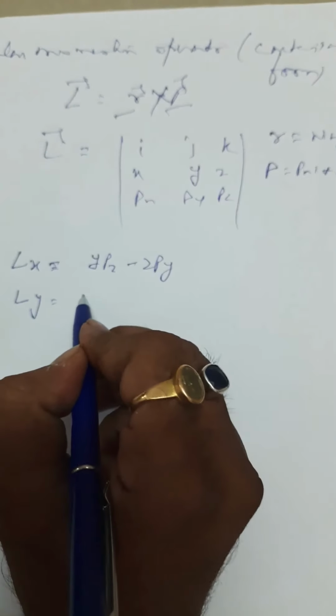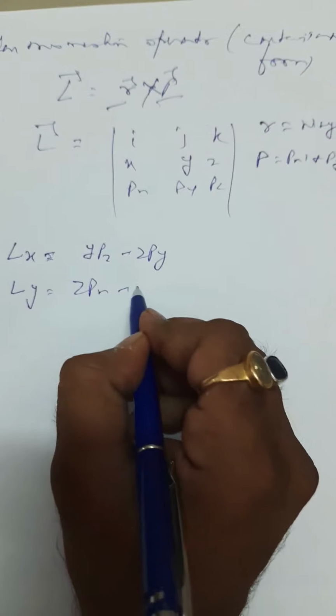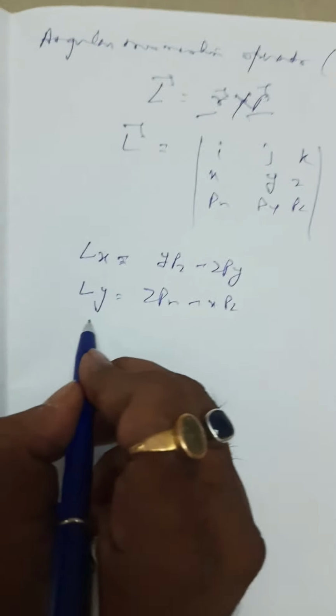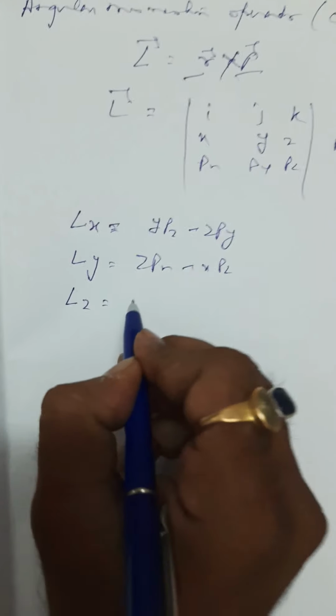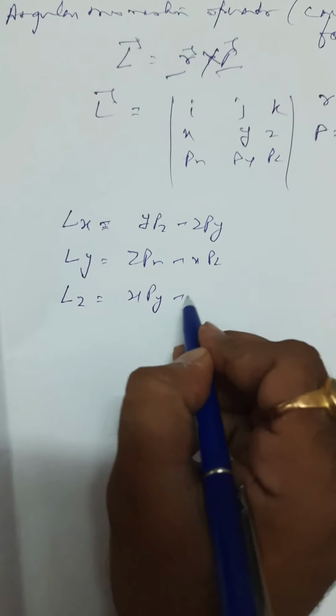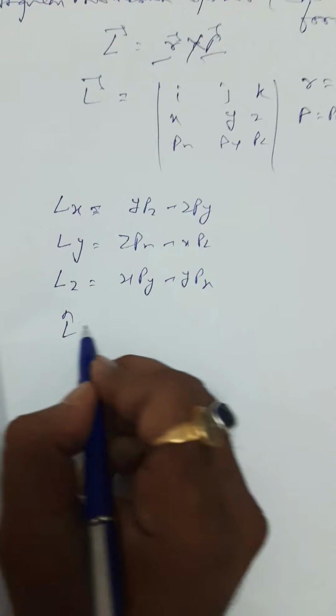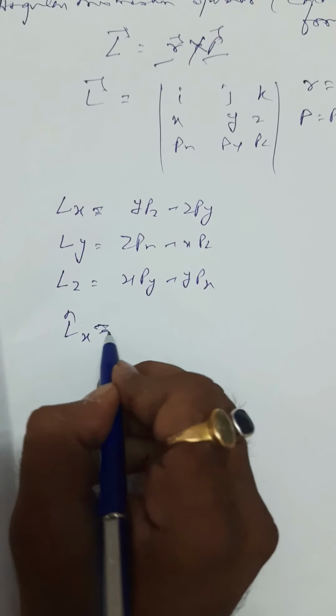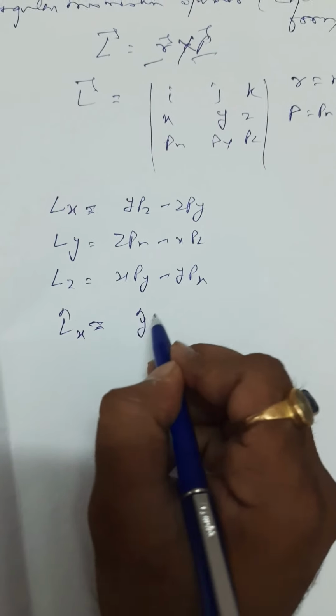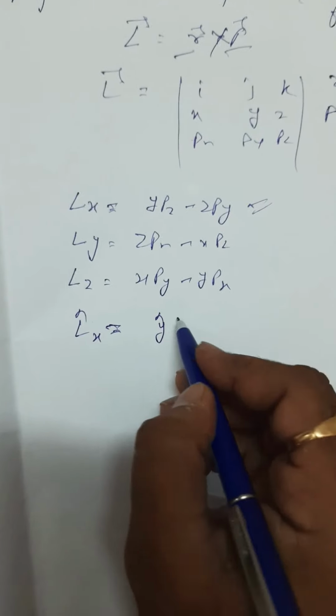Similarly, Ly is equal to z p subscript x minus x p subscript z, and L subscript z is equal to x p subscript y minus y p subscript x. Converting it into operator form, I'll just discuss the first one and the rest you can do on your own.